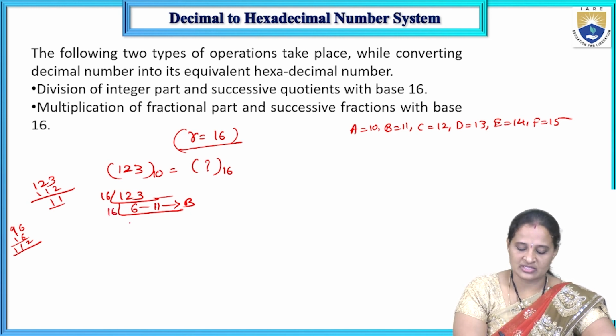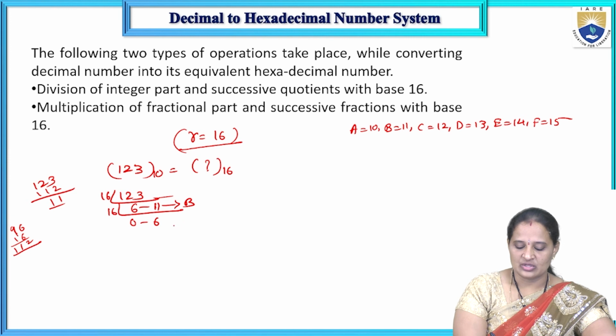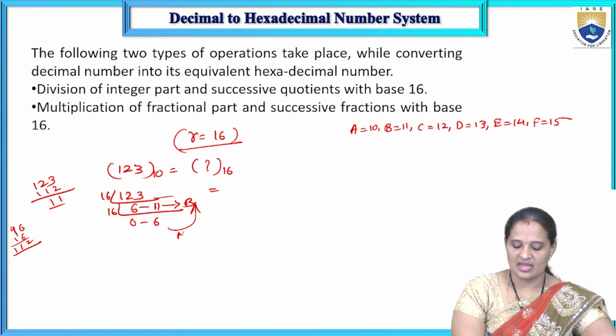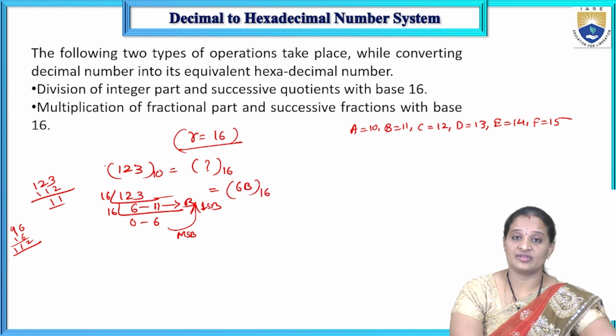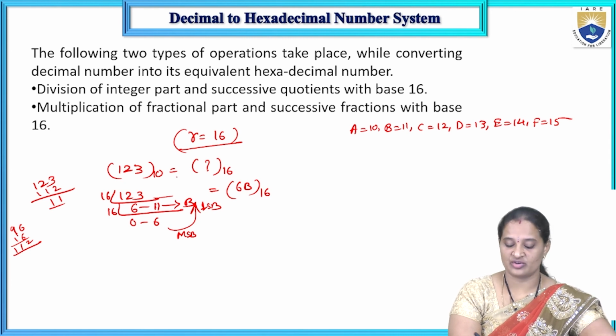Now again, 16 zeros are 0, so 7. Now I need to keep track of these remainders from bottom to up. This is my MSB and this is my LSB. So 7B is my hexadecimal number for the decimal number 123.